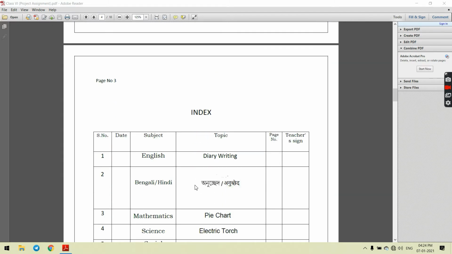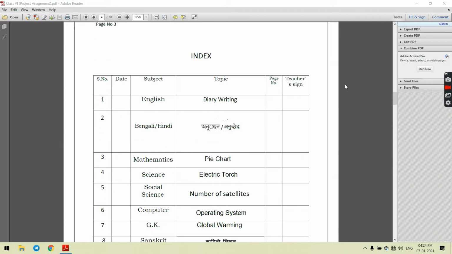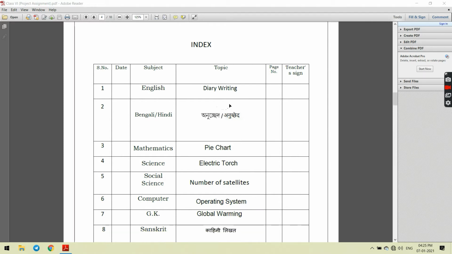The third page will be dedicated for index, where there will be 6 columns. The first one will be dedicated for serial number. In the second column you will write date. In the third column you will write subject. The fourth column will be used for topic. In the fifth column you will write page number, and the sixth column you will leave space for teacher's signature. Students, you must remember that whatever the subject sequence is written here, you have to maintain this subject sequence while writing in your project copy.